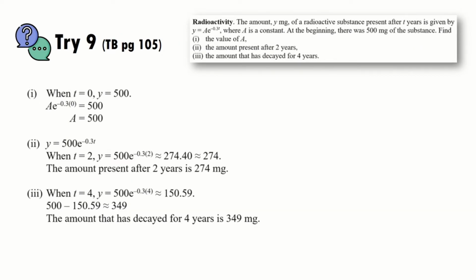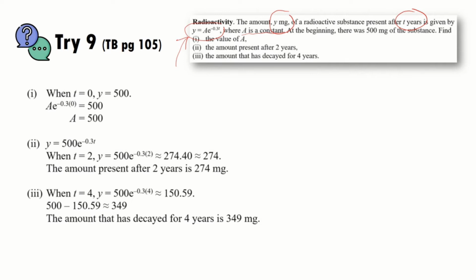We will now take a look at some problem sums. In Try 9, this problem sum is related to radioactivity. The question says that the amount y milligrams of a radioactive substance present after t years is given by this equation. This equation serves as a model to the situation given in the problem sum. The question also states that a is a constant. This means that a is a fixed number.